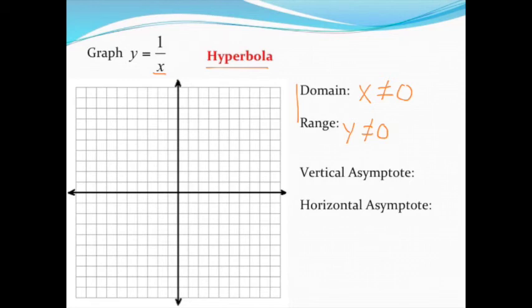There are two asymptotes that we'll have for these rational functions, these hyperbolas, a vertical and a horizontal one. And our domain is going to be linked to our vertical asymptote. So if our domain is x cannot be 0, that means we're going to have an asymptote at x equals 0. So let's go ahead and go to our graph. This axis right here, the y-axis, is going to be our vertical asymptote. The equation is x equals 0.